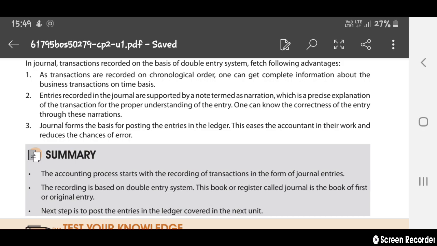Next advantage is that the journal forms the basis for posting the entries in the ledger. This eases the accountant's work and reduces the chances of error.